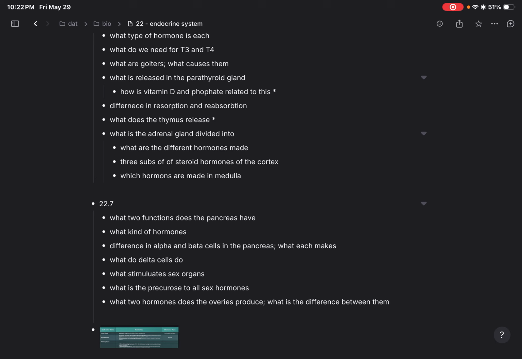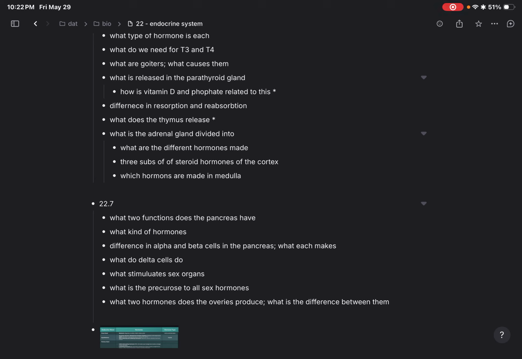What is the adrenal gland divided into? There's the adrenal cortex and the adrenal medulla. Medulla, middle. Cortex, coat, outside. Adrenal, like the renal system, it's on top of the kidneys.